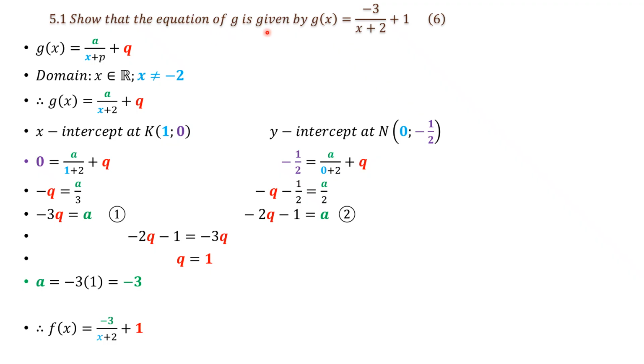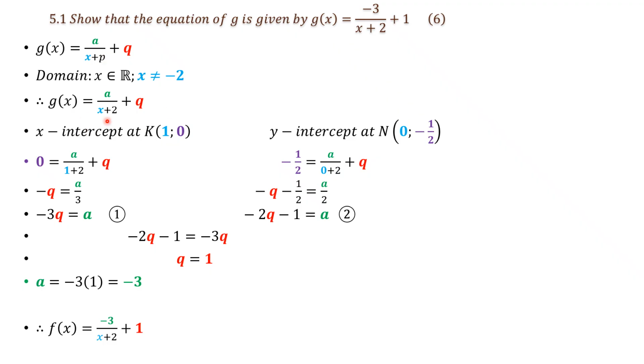Show that the equation of g is given by g of x equals -3 over x plus 2, plus 1, for 6 marks. We had g of x equals a over x plus p, plus q. Domain: x an element of the real numbers, x not equal to -2. So if I put -2 there, -2 plus what would give me 0? p must be +2, because -2 plus 2 gives me 0, and anything divided by 0 is undefined. That is how I get that asymptote.